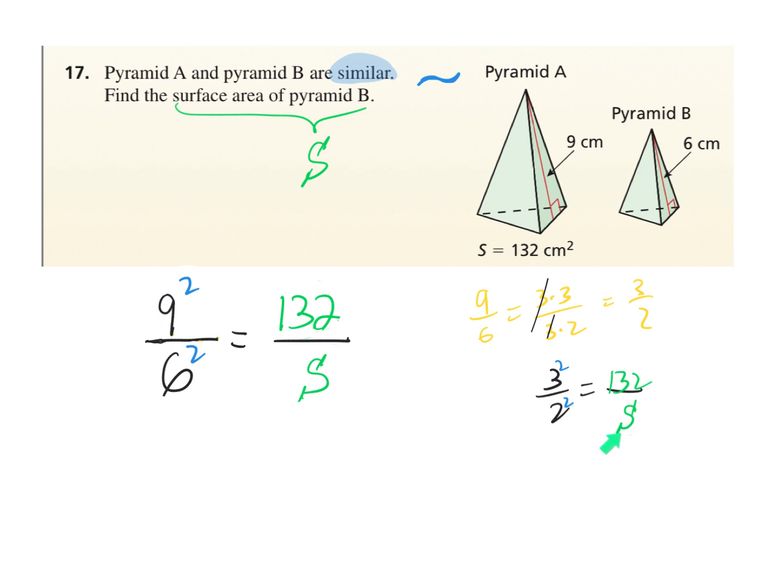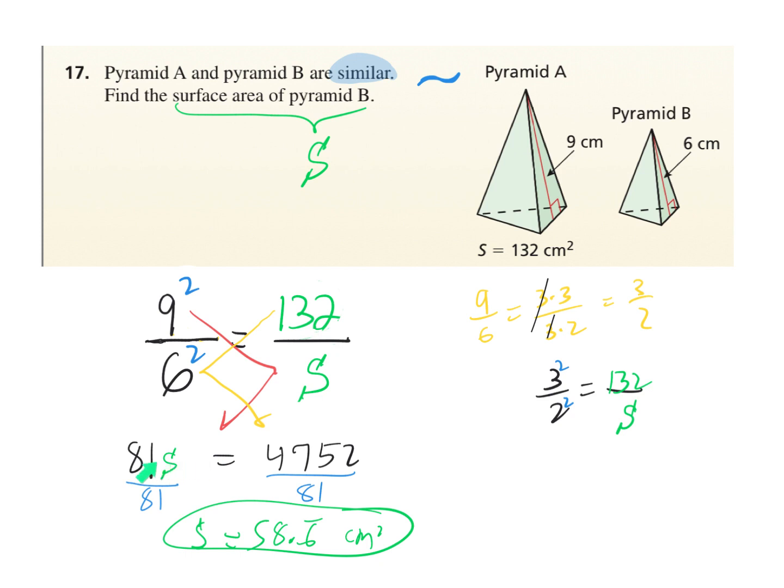Anyway, at this point, now we cross multiply and we can find S, the surface area of pyramid B. 9 squared, or 81, times S, and 132 times 36 is 4752. Then dividing both sides by 81 leaves us with the surface area S is 58 2/3. We get the same answer if we had used the reduced fraction. So there you have it.